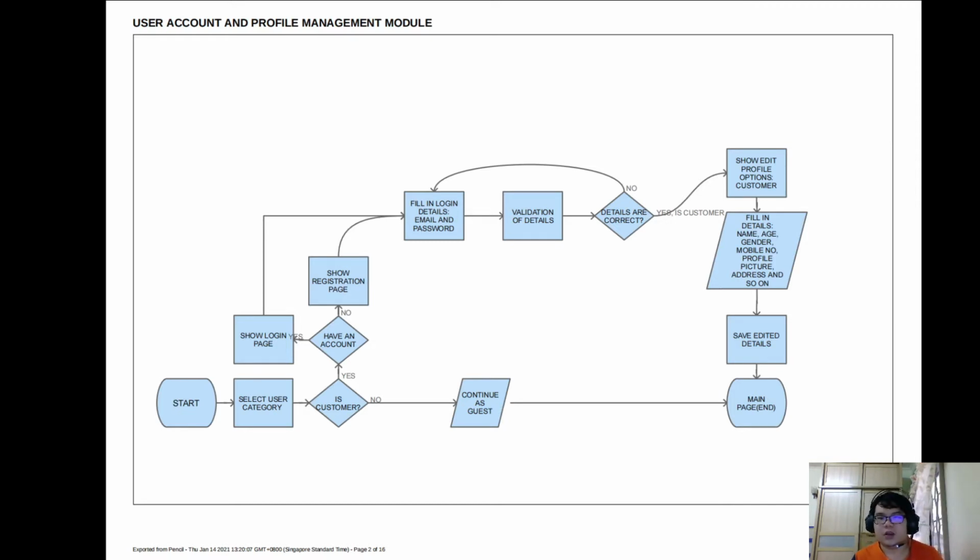Once it's done, it will show the profile edit options for customers, which the customer will then fill in with all types of details such as name, age, gender, mobile phone number, profile picture, address, and so on. Then they will proceed to save the edited details, and now they will land on the main page. If the customer chooses to only browse our main page as a guest, they can also continue as a guest from this part.